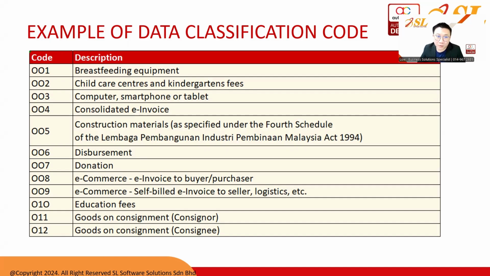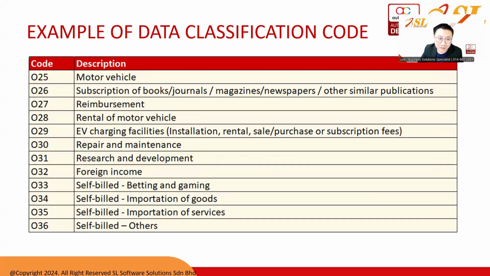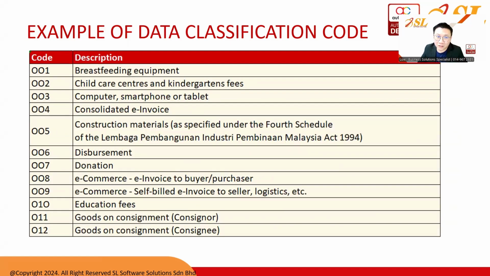For example, if you buy a computer, it is 003. 003 is for tax relief. Okay, computer tax relief. So 030 is repair and maintenance for laptop and computer, and that one is not for tax relief purpose. That's why there are these two different classification codes.